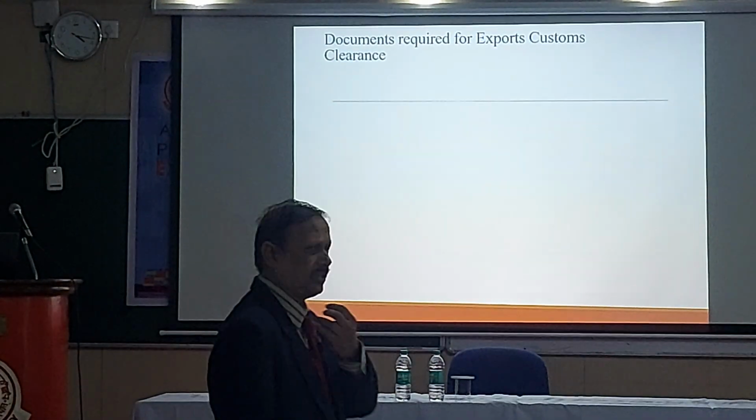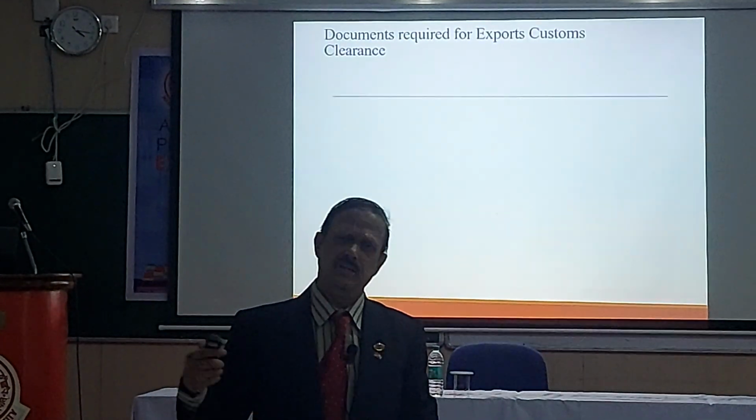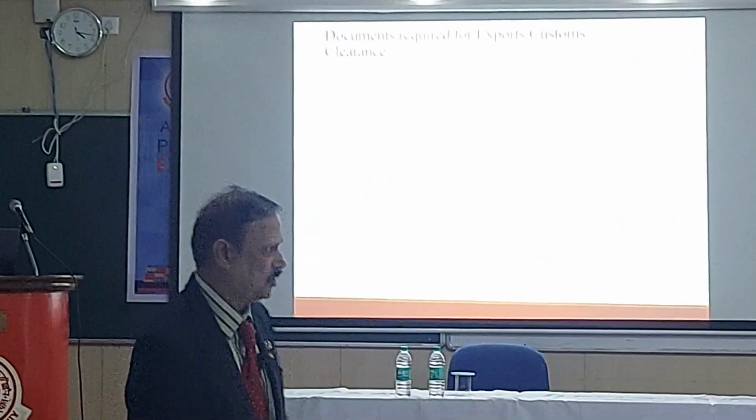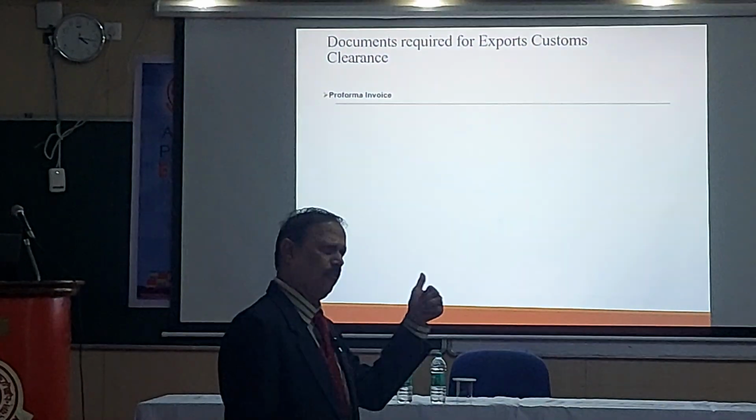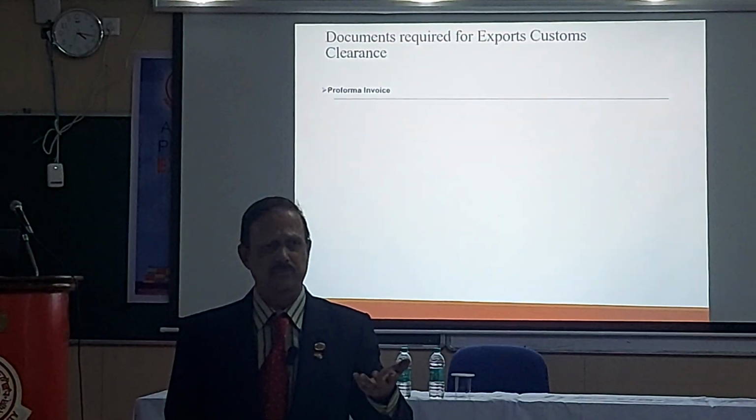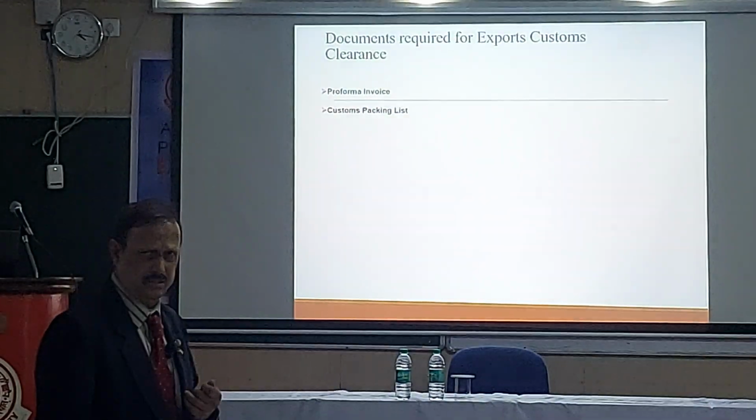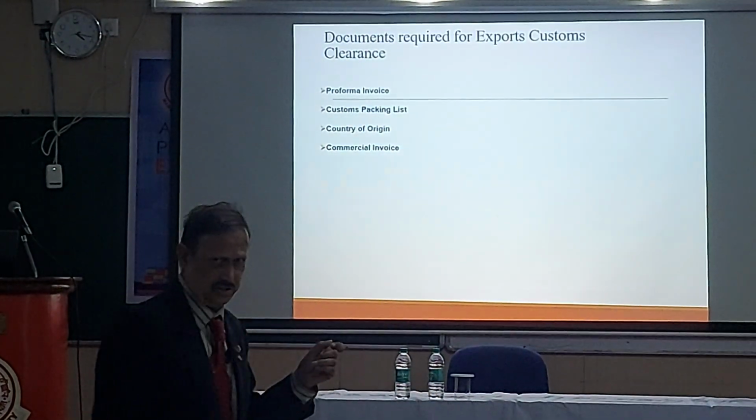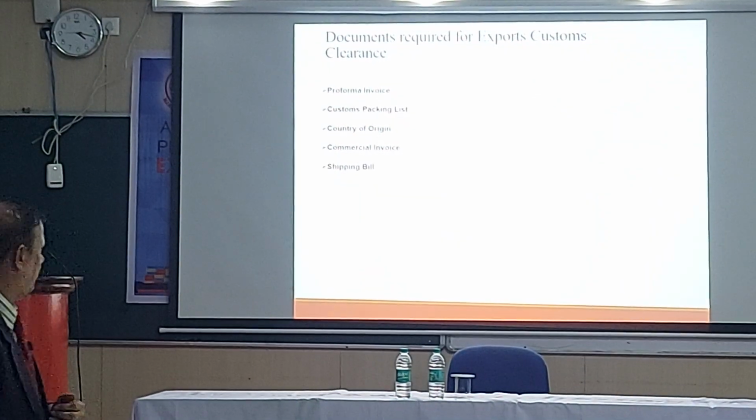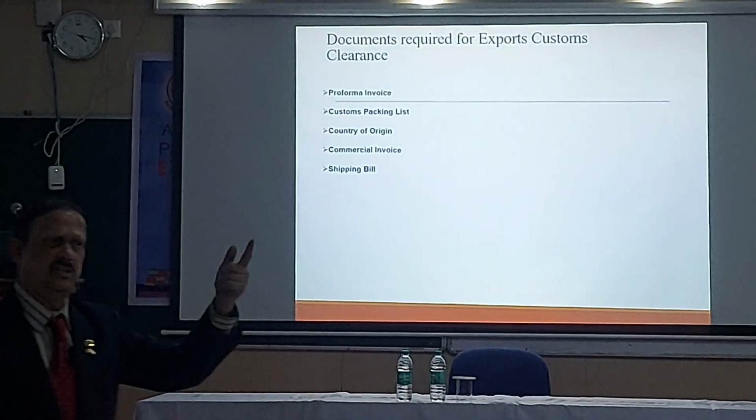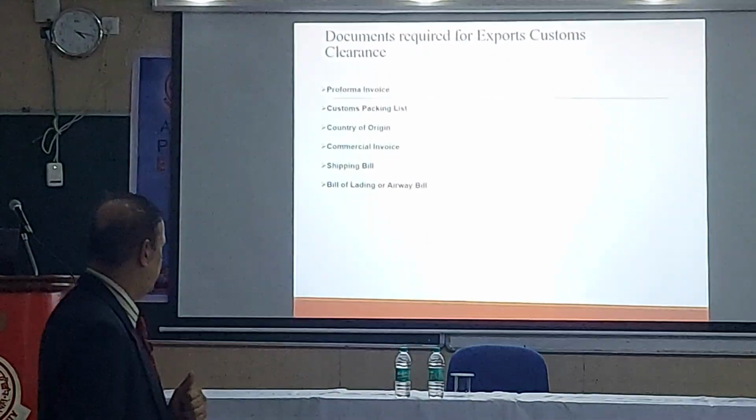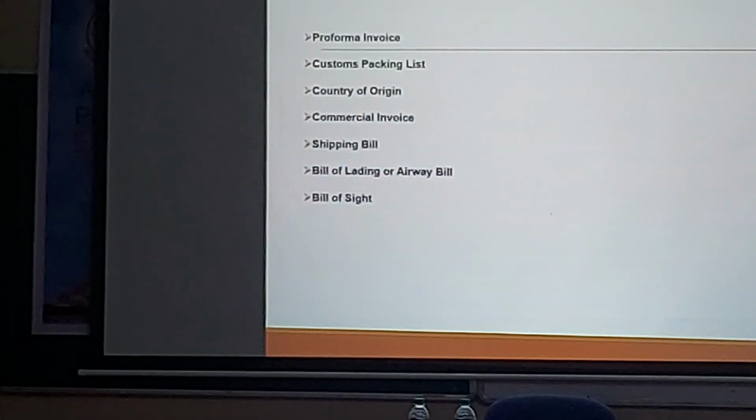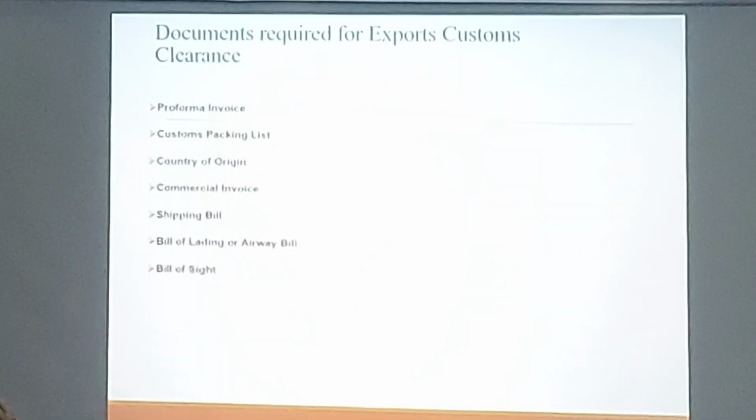Now let's look at the two types: one is for export, the other is for imports. When you export, some documents are required; for imports, some other set of documents are required. So which are the documents required for export? The proforma invoice, that is a quotation you give to the party, like an order. Then your packing list, which you prepare. Then your country of origin certificate and commercial invoice, which you finally prepare. Then the shipping bill, if you're making an export. Then if you're shipping by air, the airway bill, or the bill of lading. Bill of exchange, for claiming the payment, we'll talk about a little later.